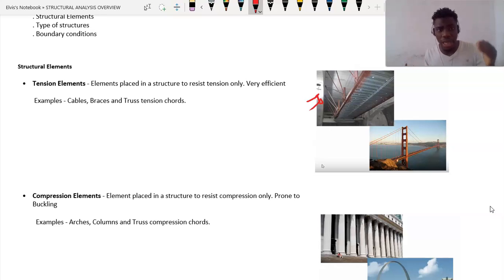Because these elements are always experiencing tension. How can we counteract that tension? We need to place an element that resists tension only.